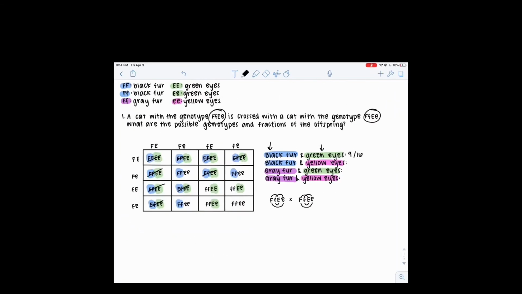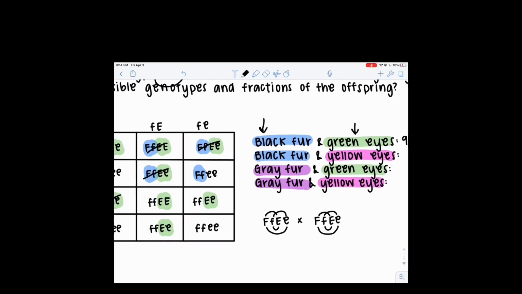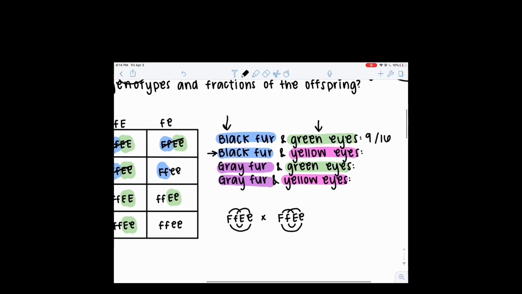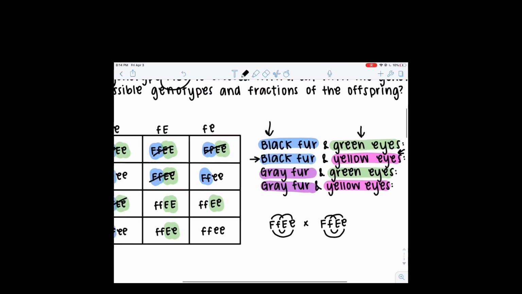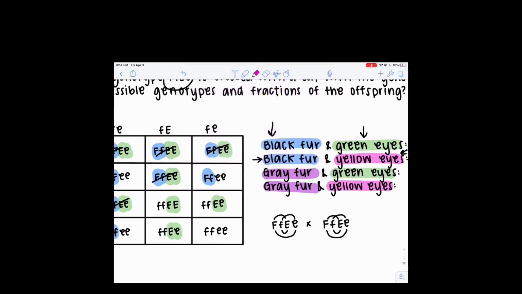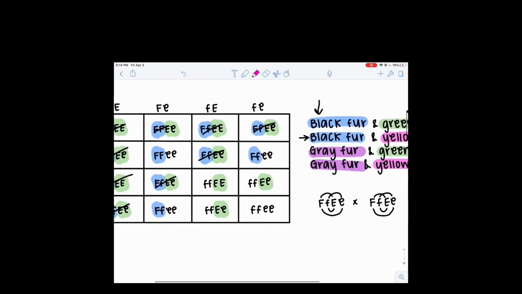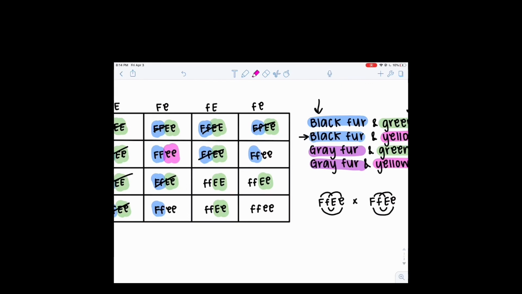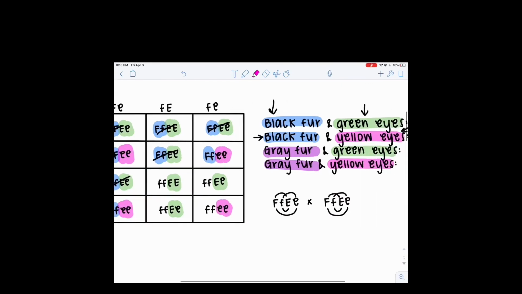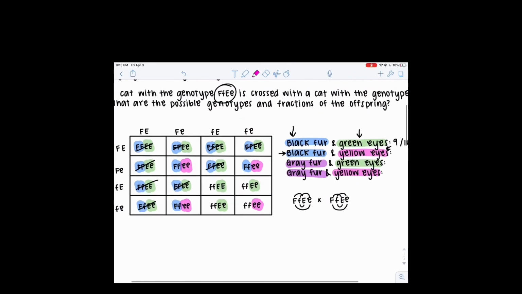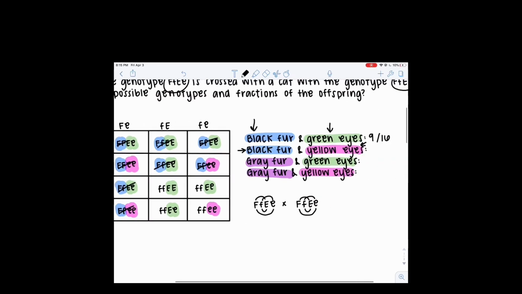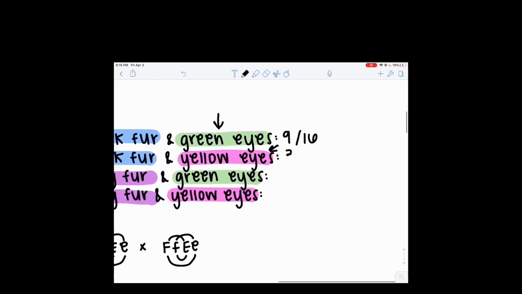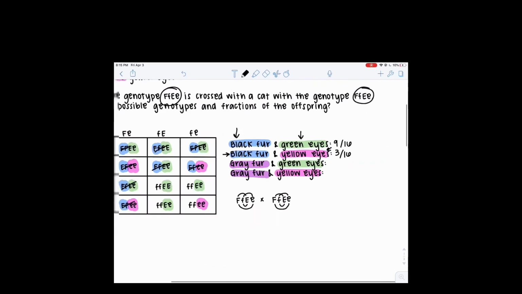Now we're looking for black fur and yellow eyes, and we don't have to do the black fur because we already figured out which ones have black fur, and we just need to figure out the yellow eyes, so anything with two lowercase e's, because it's recessive, will have yellow eyes. And so now we can count which ones are blue and pink, and we just counted 3 out of 16 will have black fur and yellow eyes.